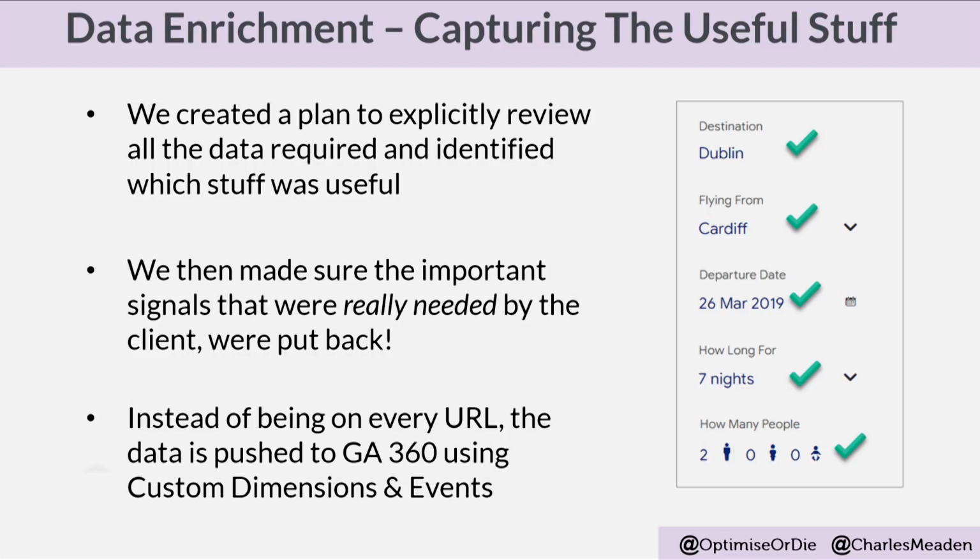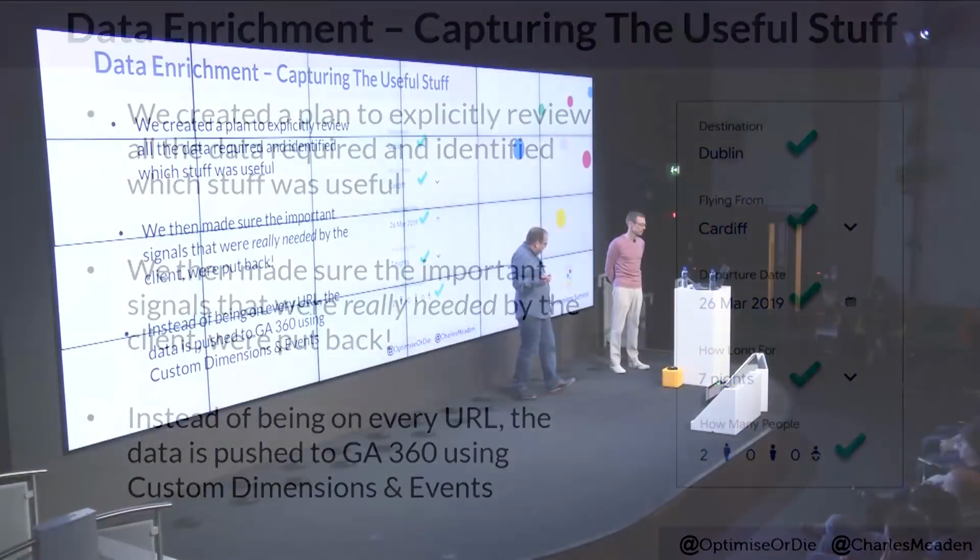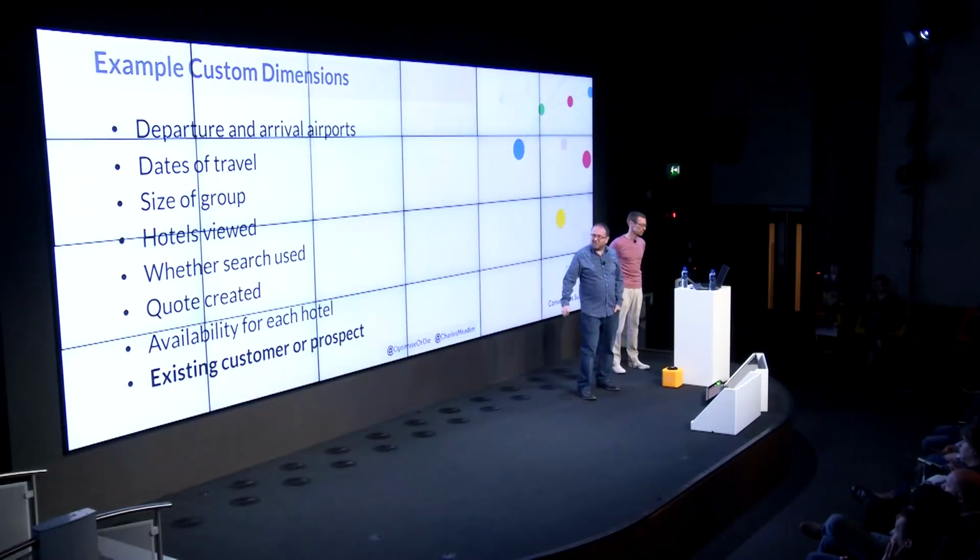Now, because it's GA360, we use custom dimensions and we used events. If it was Adobe, we'd be using evars, props, and events. Now, sorry, this isn't an advertisement for GA360, but because they had it, they could put up to 200, and I think we're up to 120 now.